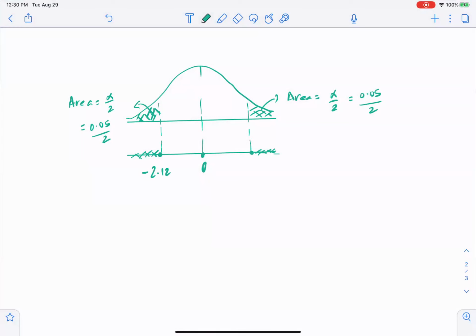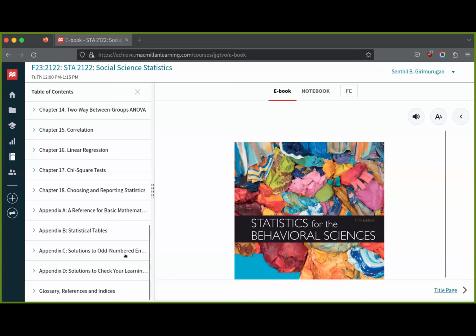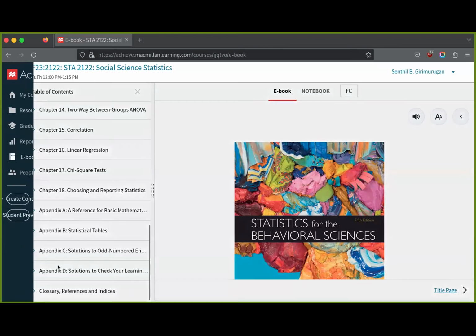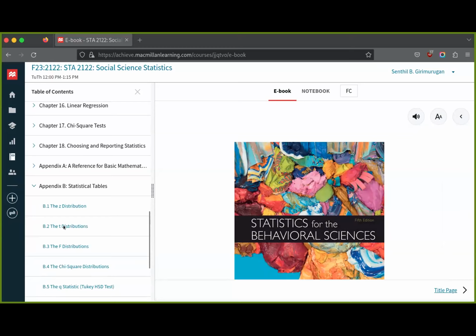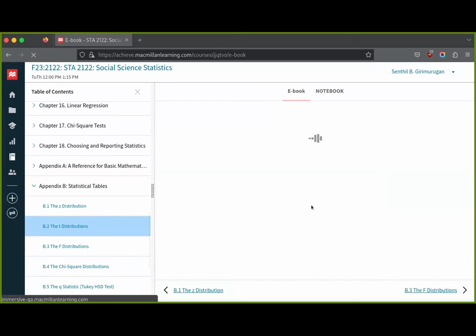If I know what I have on the left-hand side, the value on the right-hand side is simply 2.12 without the negative sign. Are we clear? So if you don't have inverse t, you go to the textbook, Appendix B, statistical tables, second one, t distributions.